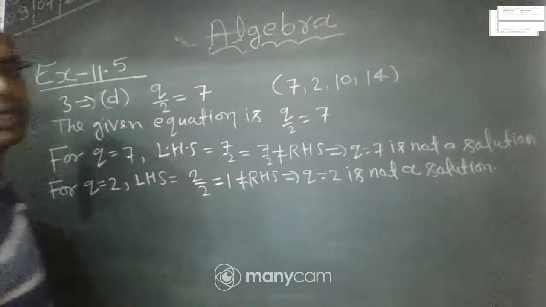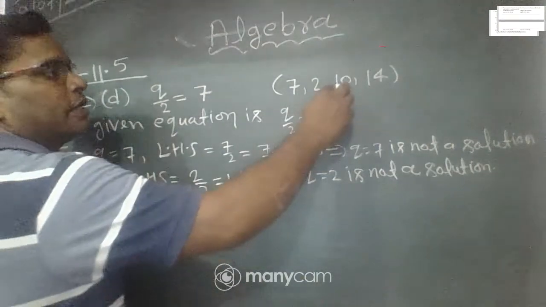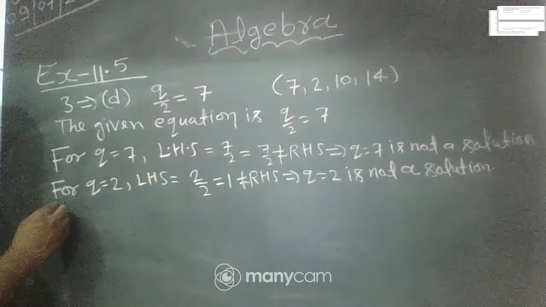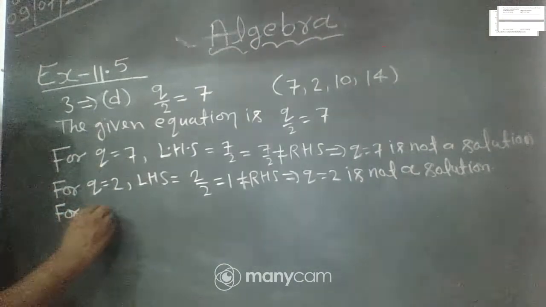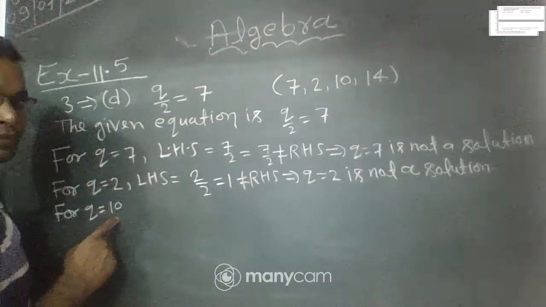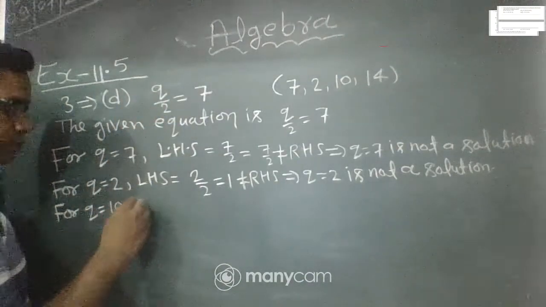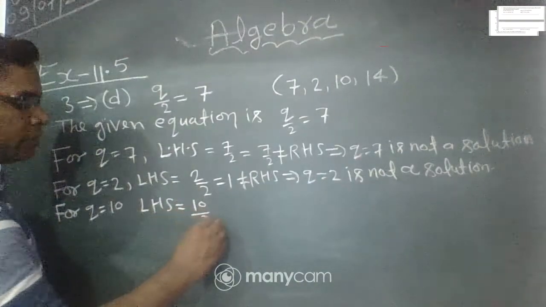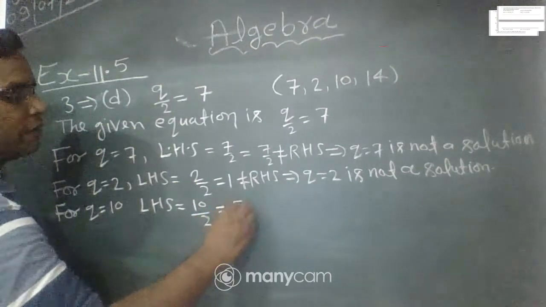Okay, it is not a solution. Now after this we take the next option. This is 10. So we write here, for q is equal to 10, we put the value of q in the left hand side. Here the left hand side is q by 2. So in the left hand side we write 10 by 2, because we put q is equal to 10. So we have 5.